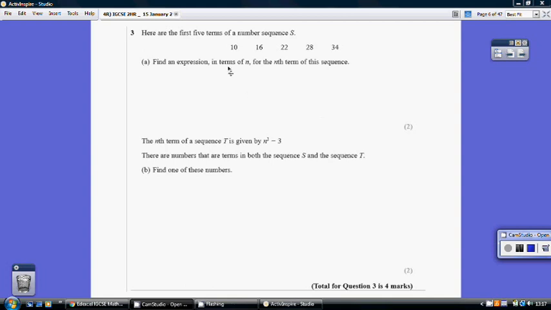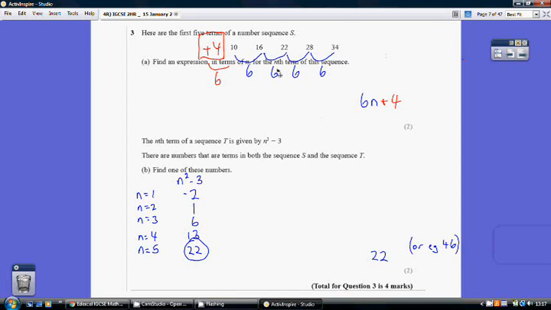Question 3, part A. Well, we've just got to work out the nth term expression. So step 1, we see how much we're going up or down by each time. We're going up by 6. So the first term of our expression is 6n.